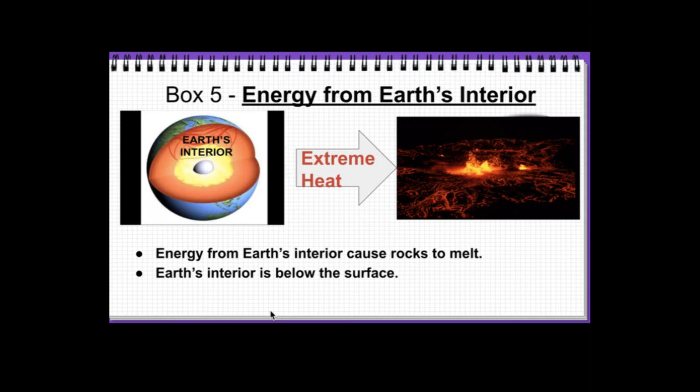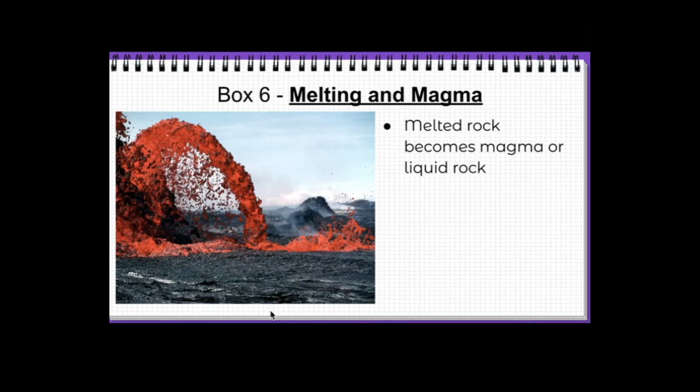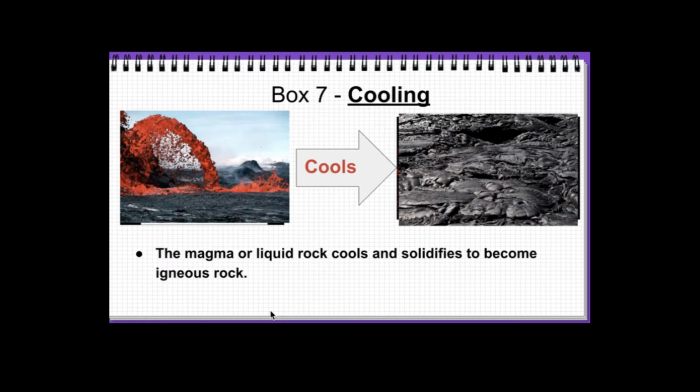So energy from the Earth's interior causes melting of rock because it's just so hot. Melted rock becomes magma, or liquid rock. That's another name for magma. Melted rock becomes liquid rock, just like the picture shows. So when that liquid rock or magma cools and solidifies, meaning it becomes a solid, it becomes igneous rock.